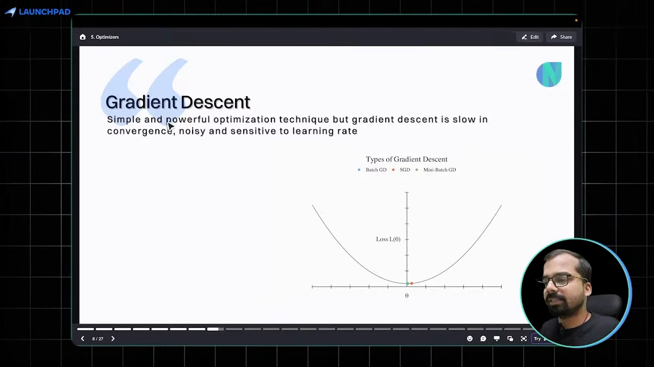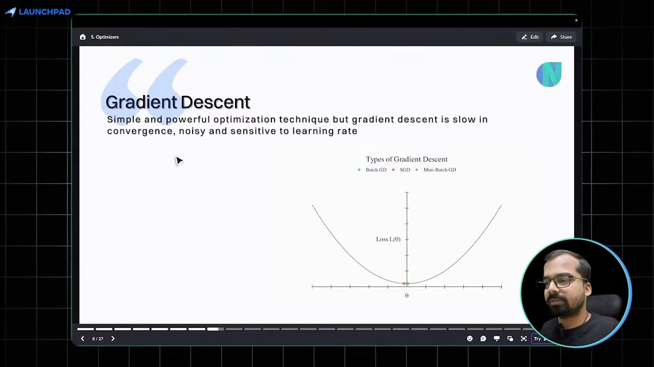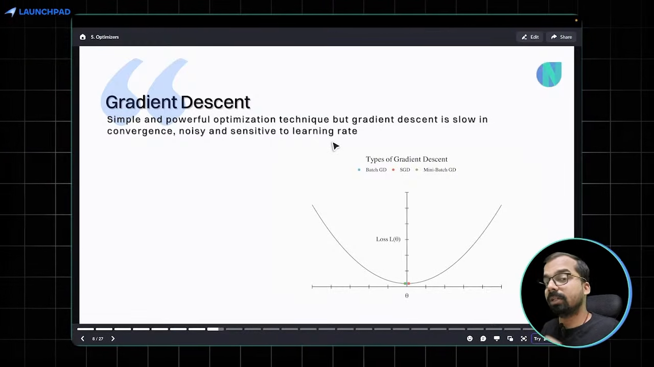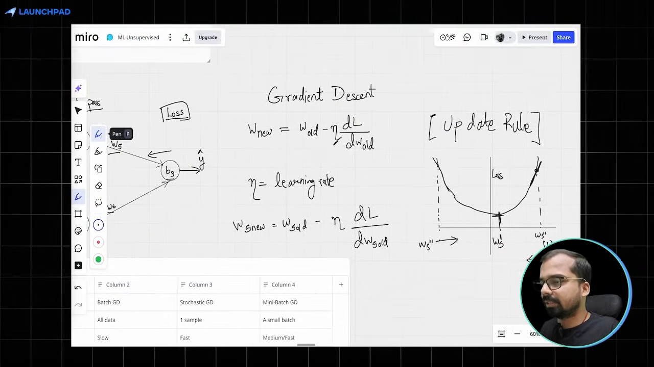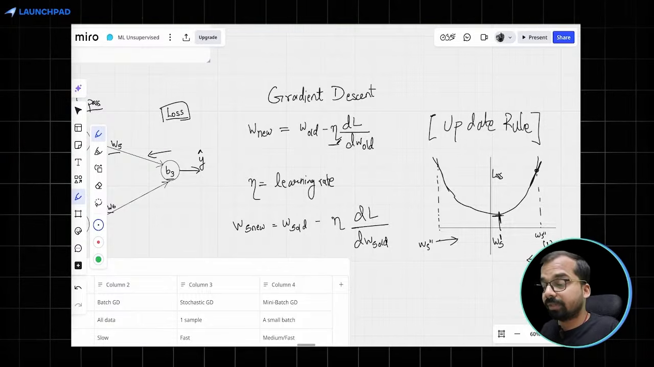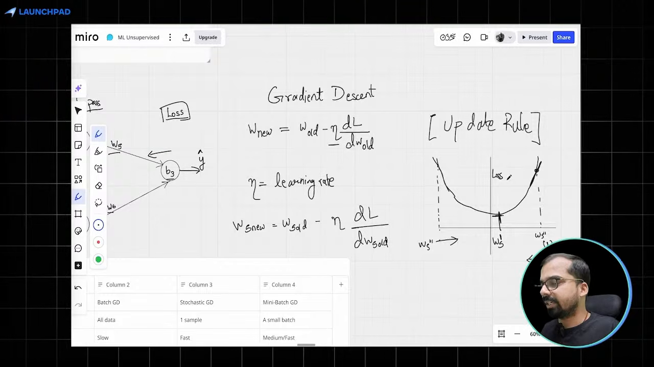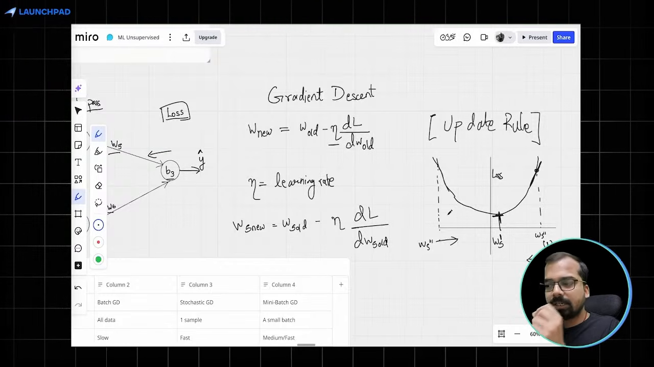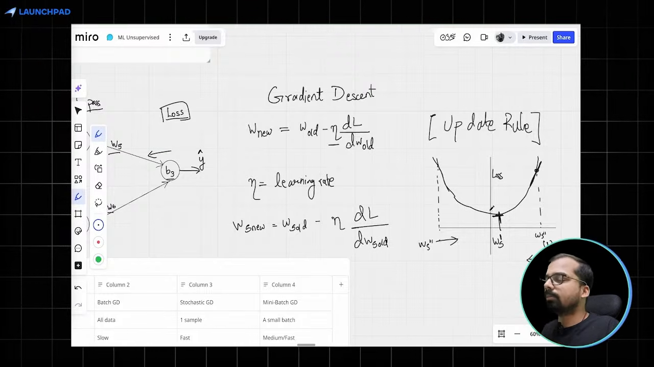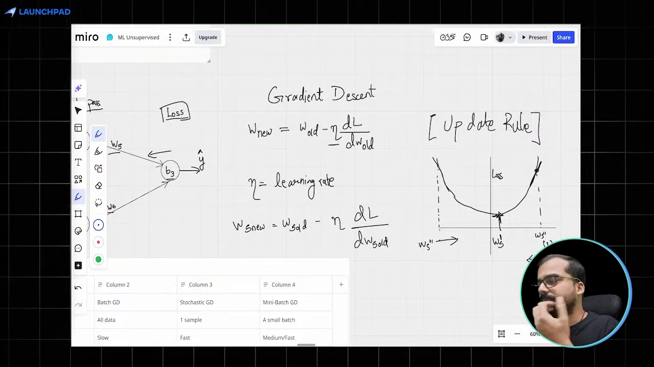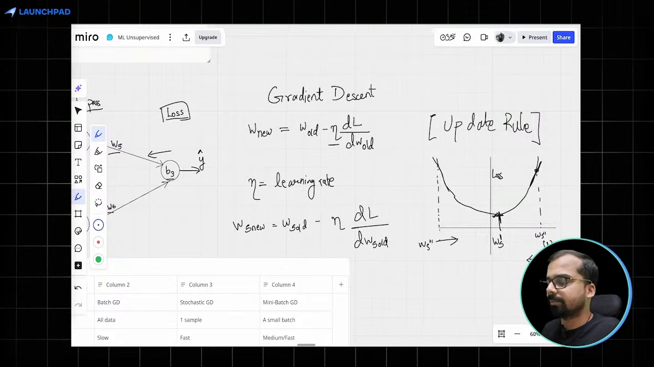So gradient descent is a simple and powerful optimization technique, but it is slow in convergence, noisy and sensitive to the learning rate. If you remember, we had this learning rate term. This learning rate also is very crucial. If you have a very high learning rate, you might never be able to reach this minima point. And if you have a very low learning rate, you will take so many steps to come to this minima. It will involve a lot more computation. So having the ideal value of learning rate is also important.